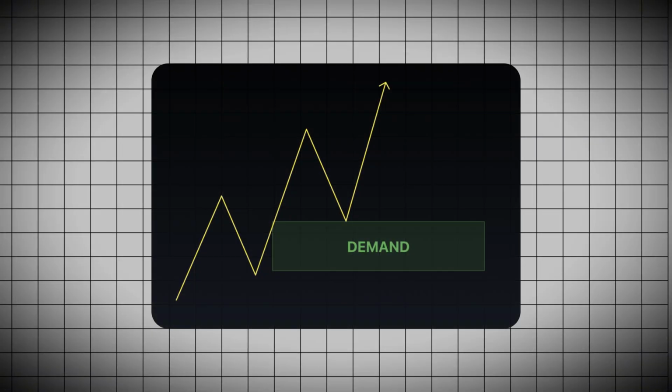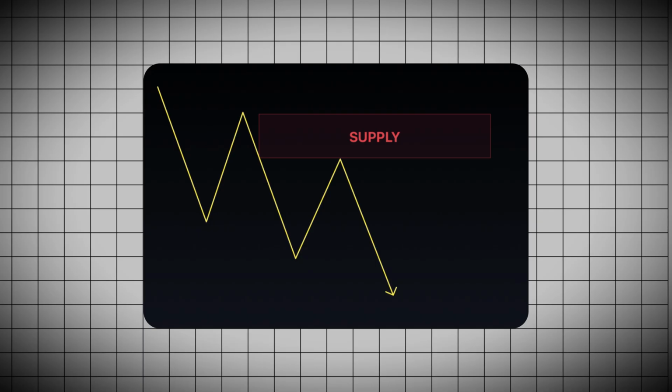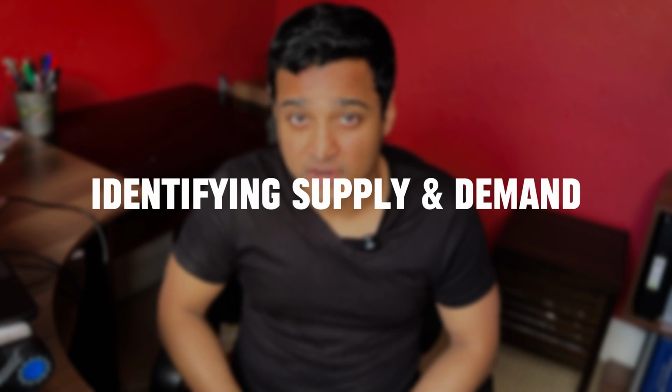Simply put, supply and demand zones are areas where smart money are trading at. And if you can identify these, you'll be trading alongside the big guys. But how do we actually apply this in our trading? It's simple. We buy at demand zones and sell at supply zones. And now that you understand the basics of supply and demand, I'm going to show you my 3-step process so you can identify these zones.